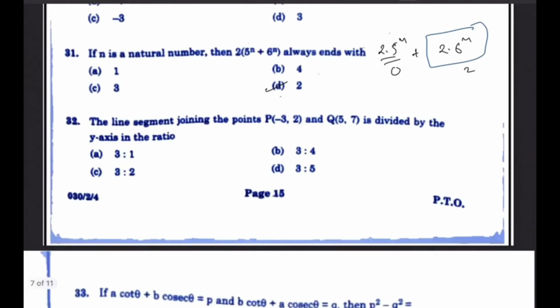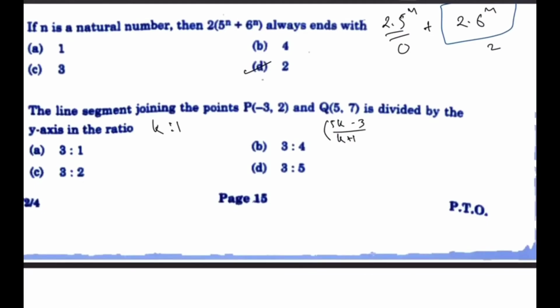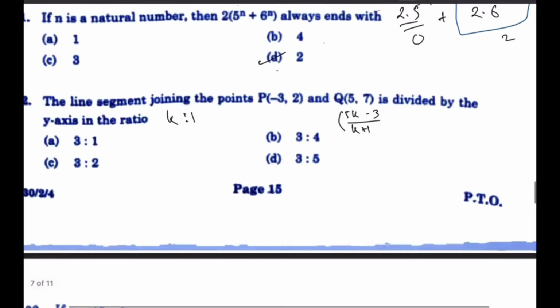Line segment joining these, okay, in the ratio. Okay, we again want k is to 1. So our required point becomes 5k minus 3 divided by k plus 1, and we don't need anything else because you see the x coordinate has to be 0, so 5k minus 3 has to be 0, k has to be 3 by 5, so this is your answer.